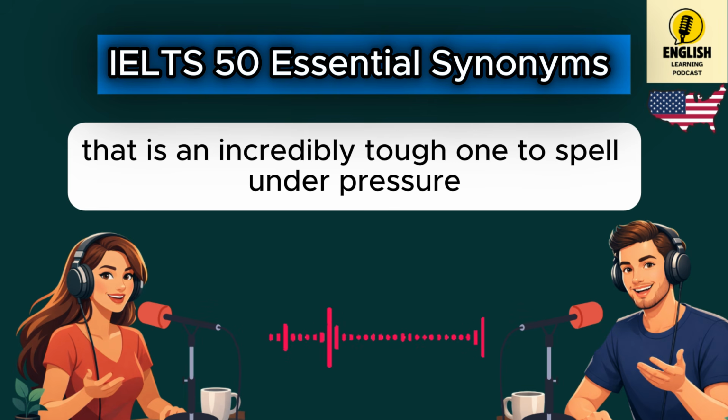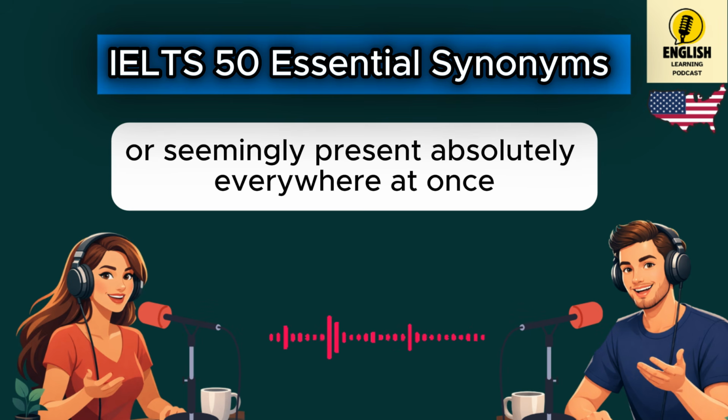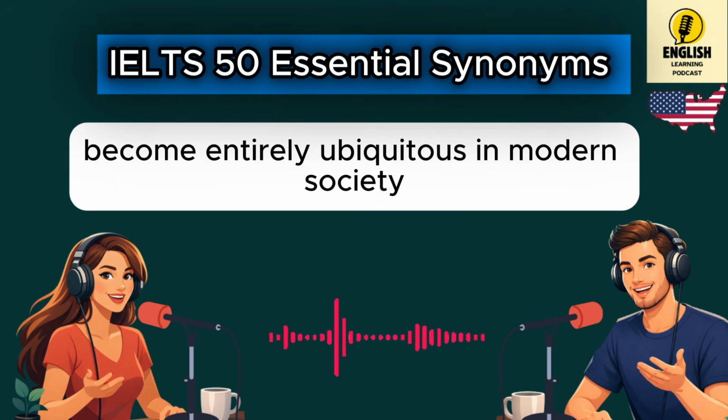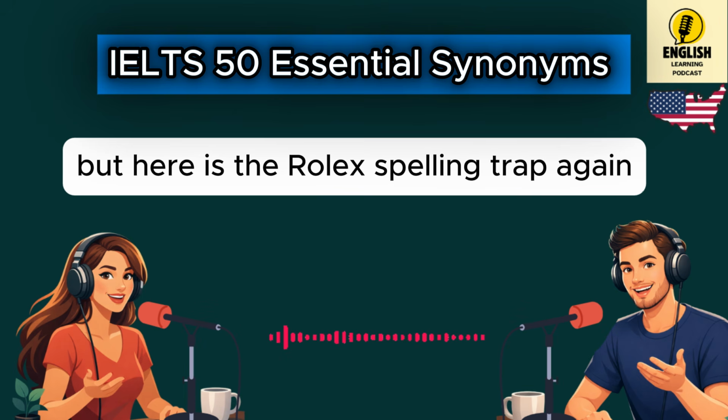U-B-I-Q-U-I-T-U-S. That is an incredibly tough one to spell under pressure. It means appearing, found, or seemingly present absolutely everywhere at once. Smartphones have become entirely ubiquitous in modern society. But here is the Rolex spelling trap again.